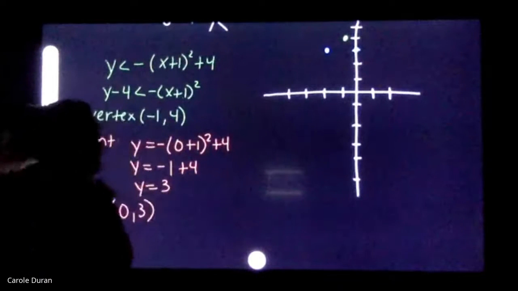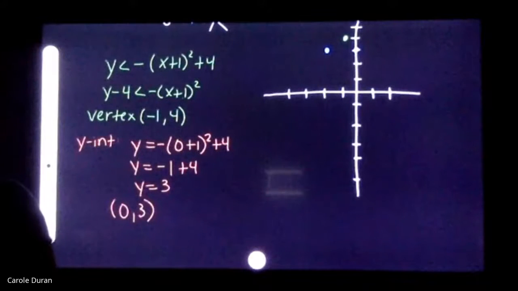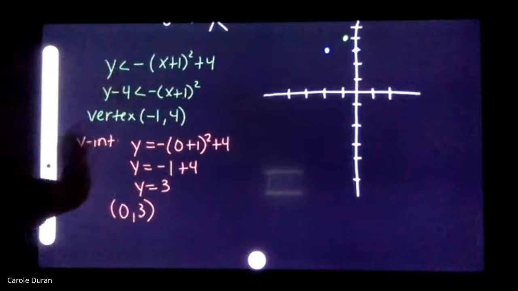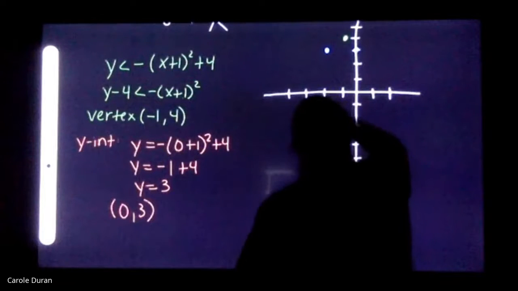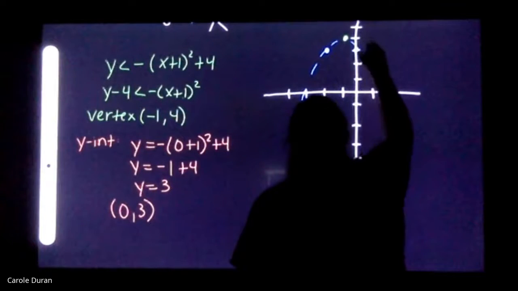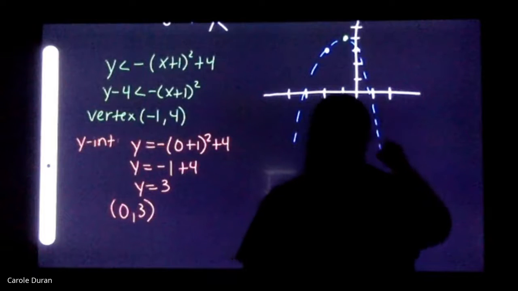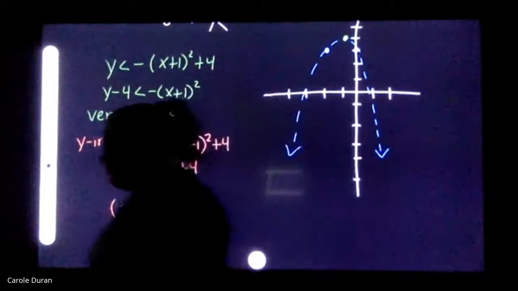Am I using a dotted or a solid line for this graph? A dotted line, because again, I have a single inequality. So I use my dotted line. It doesn't have to be perfect, but I should be able to tell the general shape.